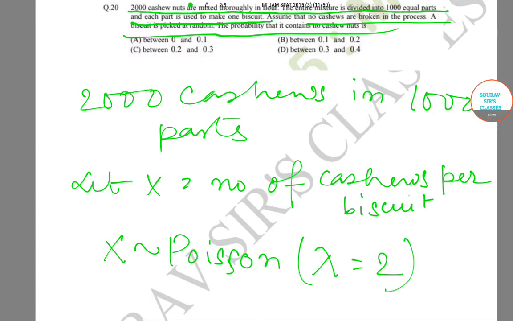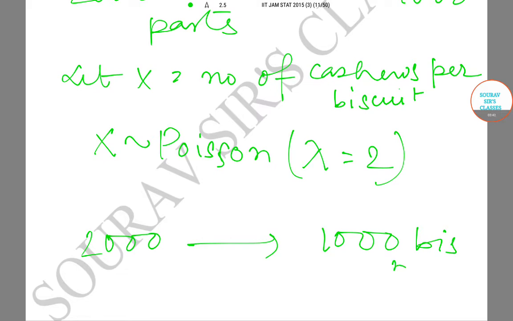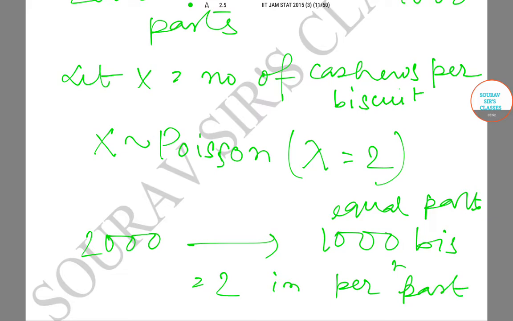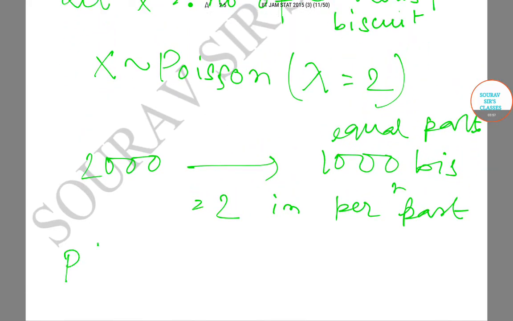Now, as there are 2000 cashews in 1000 biscuits, we can say that in 1000 equal parts of biscuits there are 2 cashews per part on average. So now we are asked to calculate the probability of X equal to 0.